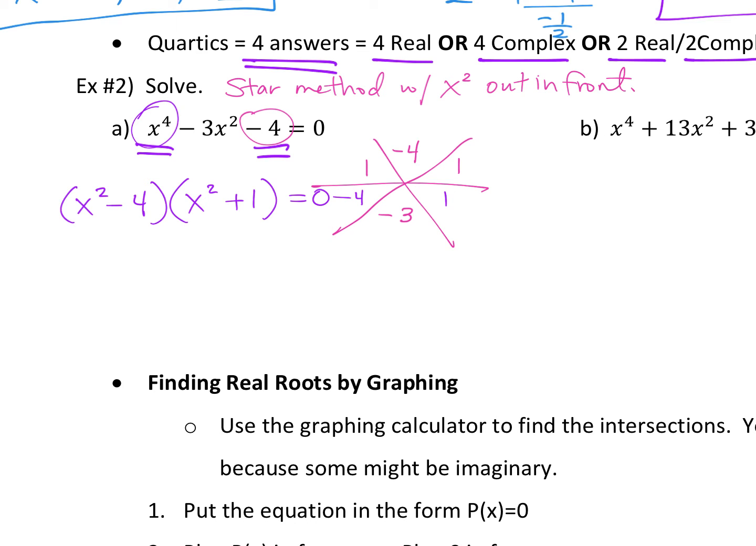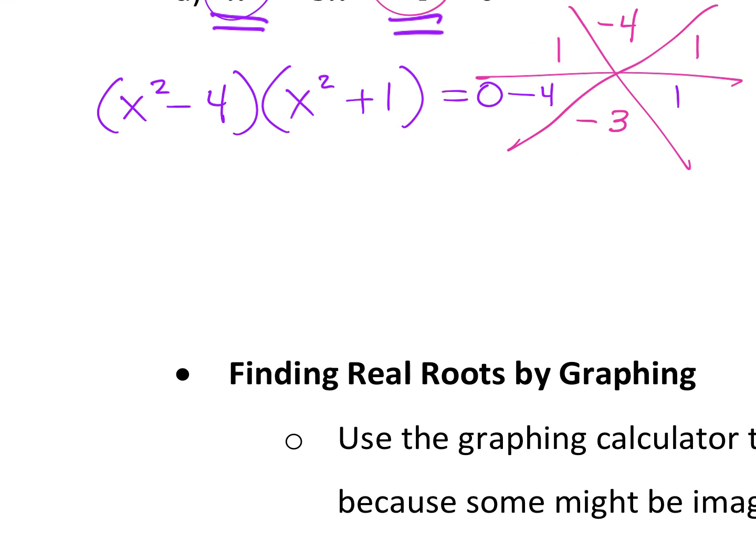But now the idea is to solve. We want zeros, okay? So when we solve this, you're just going to set it up. X squared minus 4 equals 0, and x squared plus 1 equals 0, right? We want those 2 binomials to be equal to 0 because those will be our options for answers. So how do I solve that first one? X squared minus 4 equals 0. Solve it. What do you do?